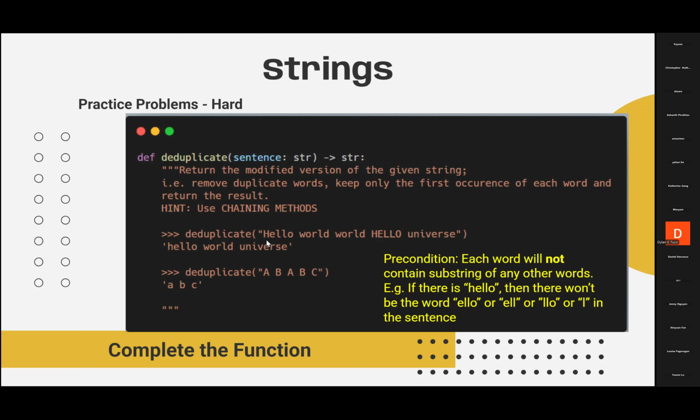because as you can see, hello occurred twice, so you just need to include one in the result, and make sure to lowercase all the result.